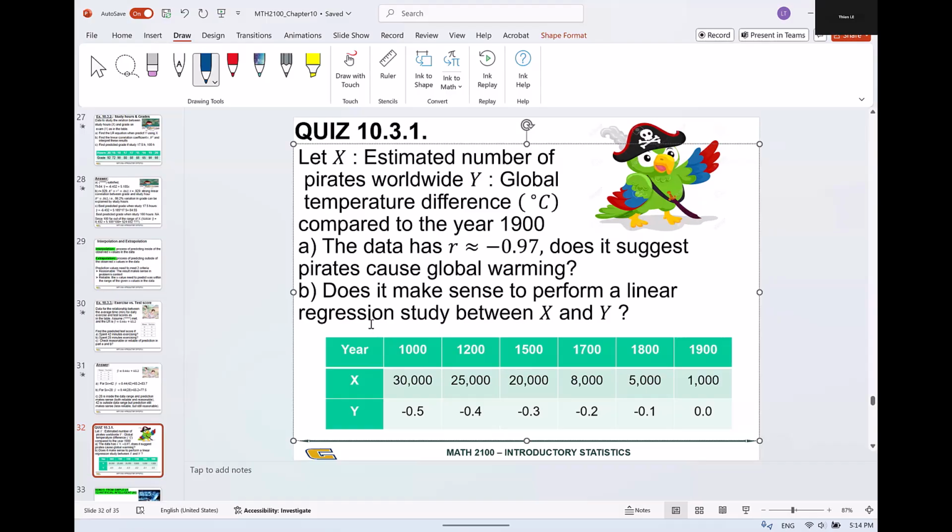So when you perform linear regression, you have to be very careful. It has to make sense, right? Common sense.